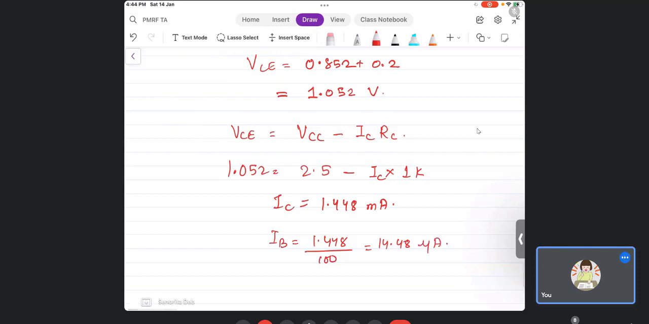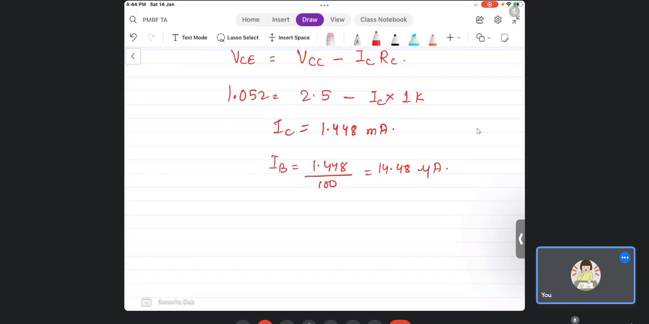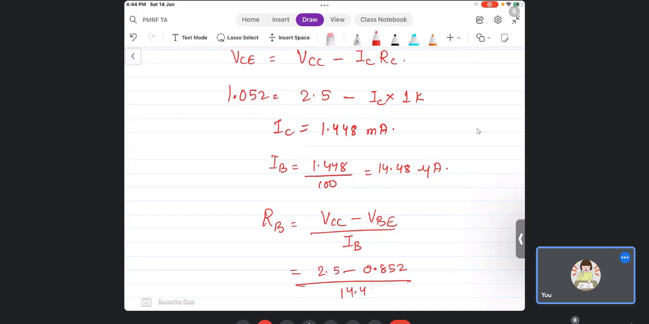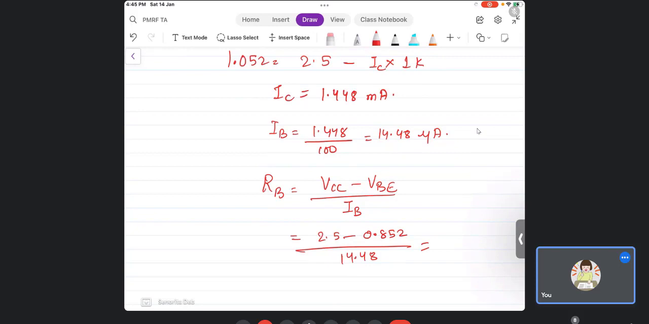Now once IB is 14.48 microamperes, you know RB is VCC minus VB by IB. That is 2.5 minus 0.852 by 14.48. This is in microamperes, sorry. So this will give you 113.8 kilo ohms.